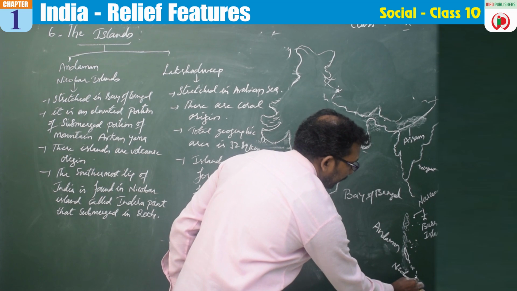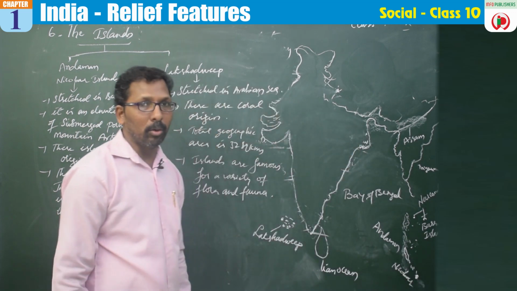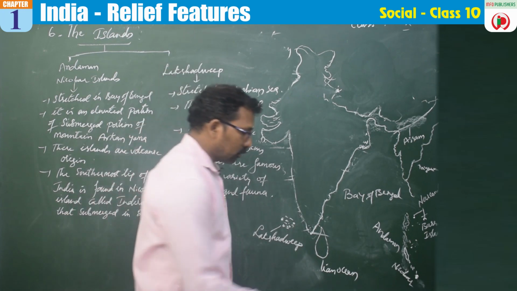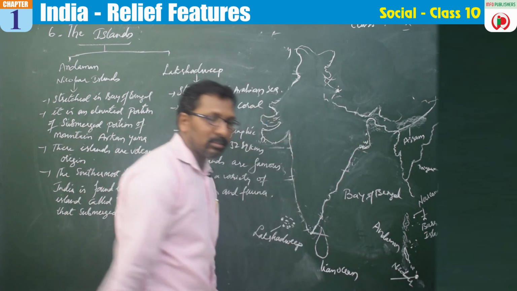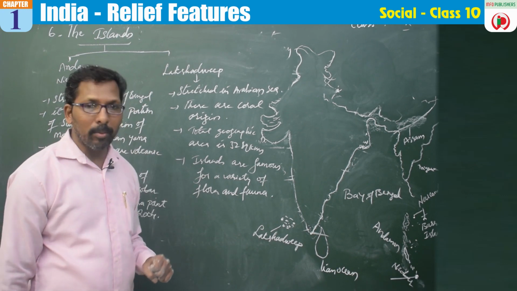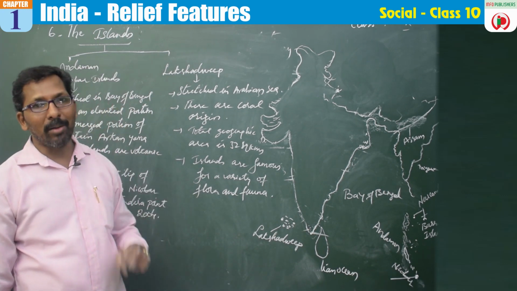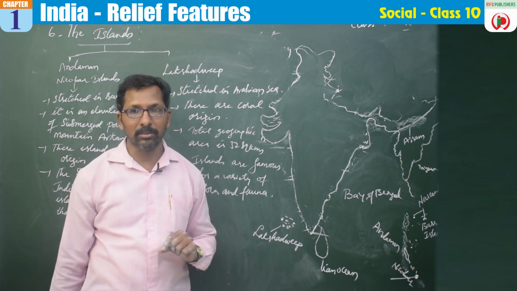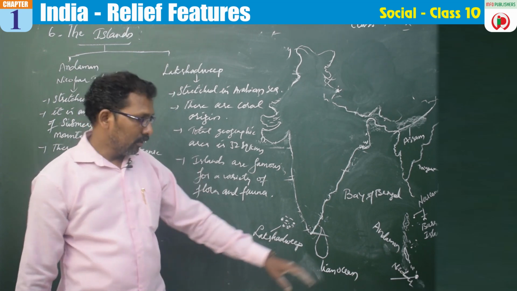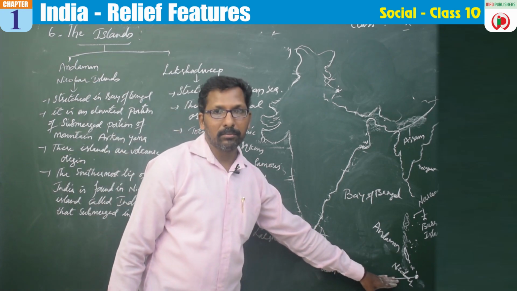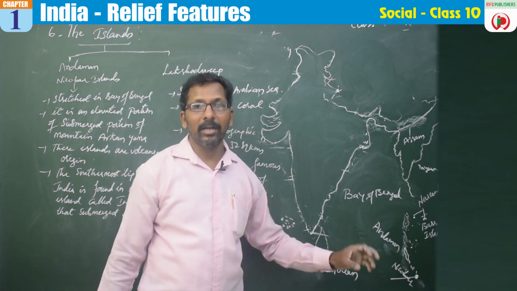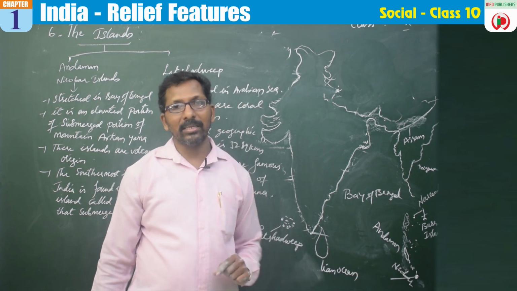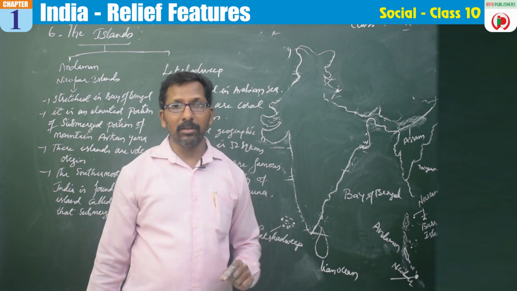where is it present? Here. In the beginning I told you, the southernmost tip of India is what? Indira Point. So here is Indira Point. Is Indira Point still present in the Nicobar Island? No. It has been submerged in the 2004 tsunami. What happened in that particular tsunami? This Indira Point island submerged. But still Indira Point is considered as the southernmost tip of India.